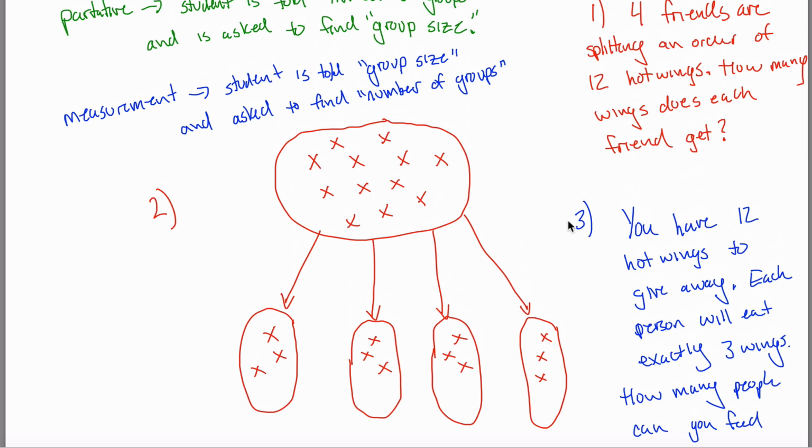Well, it'd be the exact same problem, right? You'd still have the 12 wings up here, and you'd be giving them away 3 at a time. So you'd grab 3 of these guys and put them down here. 3 of them, put them here. 3 of them, put them here. 3 of them, put them here. Now you're out of wings. But note that you already knew there'd be 3 in each group. You just didn't know how many groups there would be. It turns out there's 4. That's the answer to this question here.